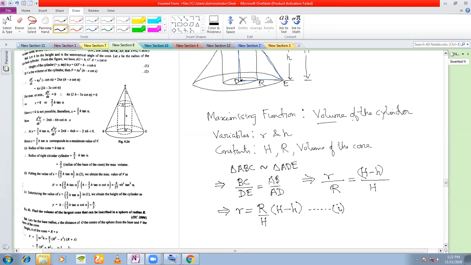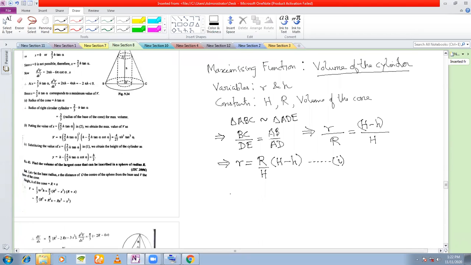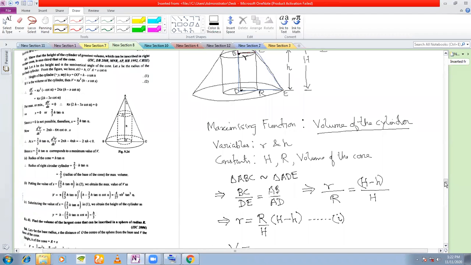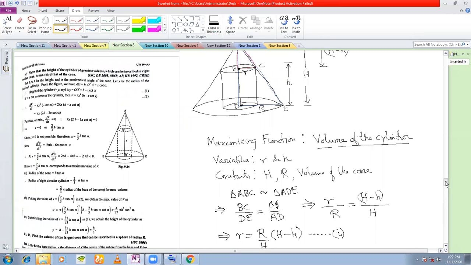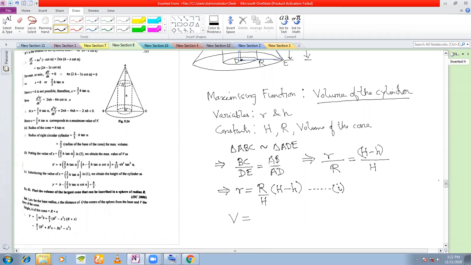Now what is my maximizing function here? Volume of the cylinder. Let us call V the volume of the cylinder. What is the formula for volume of the cylinder? Do you remember? Not one third pi r square h, that is wrong. It is pi r square h.